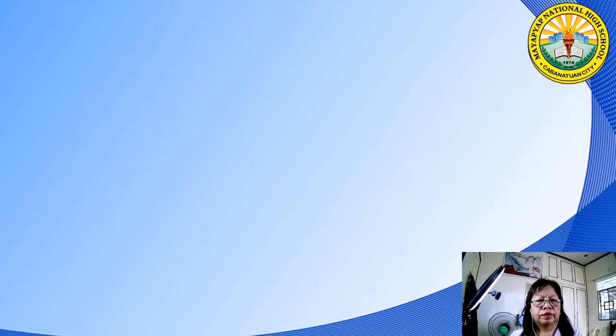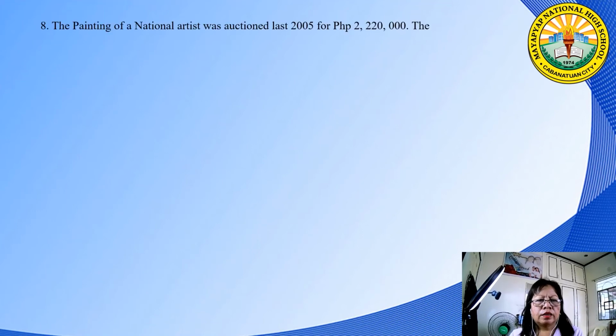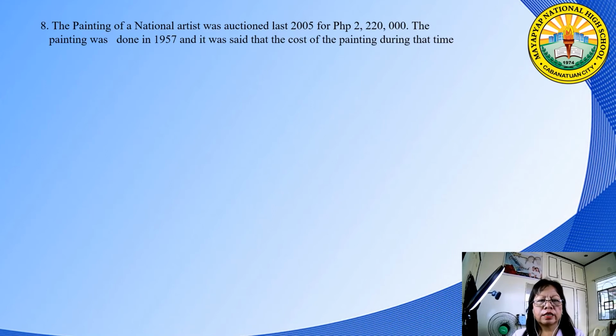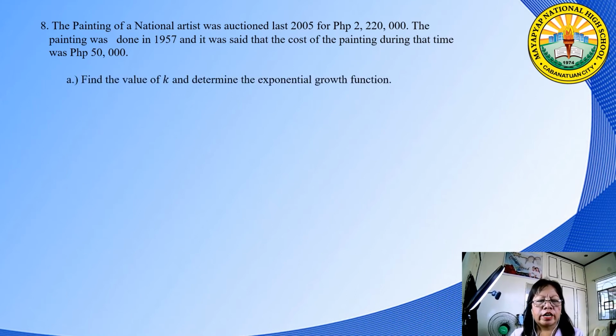The painting of a national artist was auctioned last 2005 for 2,220,000. The painting was done in 1957, and it was said that the cost of the painting during that time was 50,000 pesos. A, find the value of k and determine the exponential growth function. B, what will be the value of the painting in 2020?